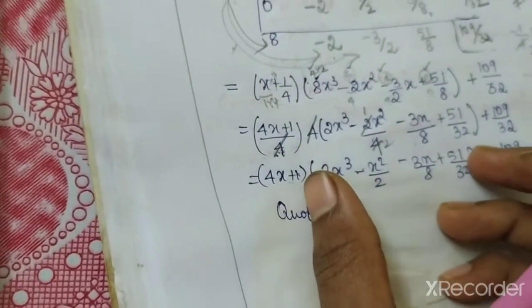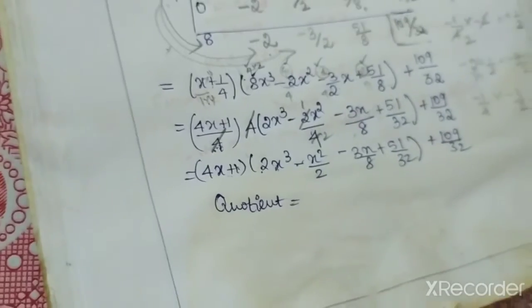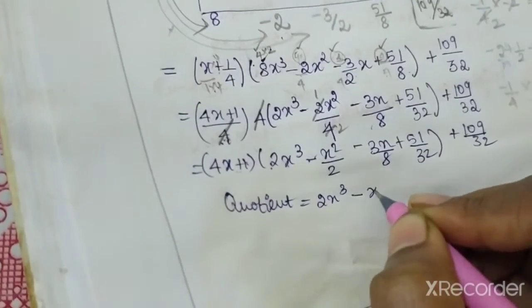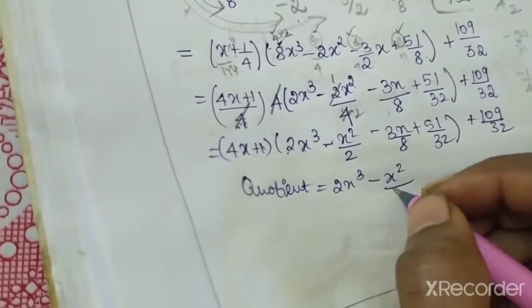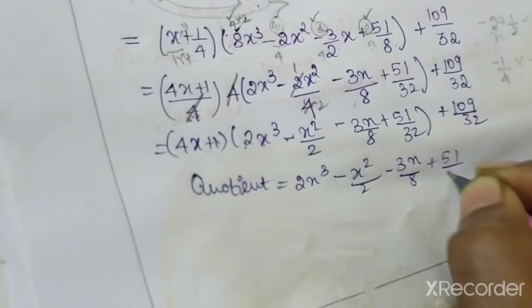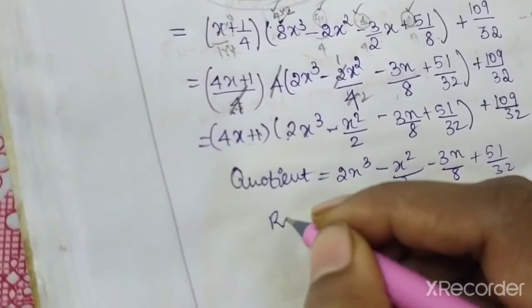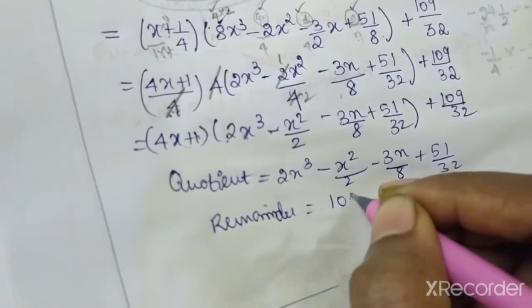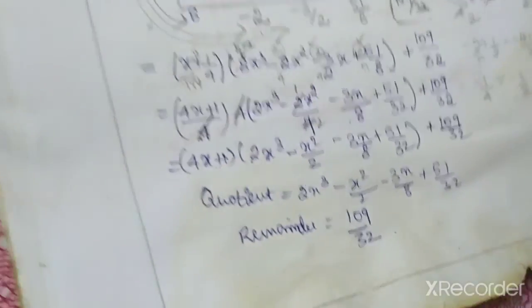So what you need? The coefficients. I need this coefficient alone. So that's why I am taking 2x cube minus x square. This is my answer. Minus 3x by 8 plus 51 by 32. So what's my remainder? The remainder is 109 by 32. That's it.